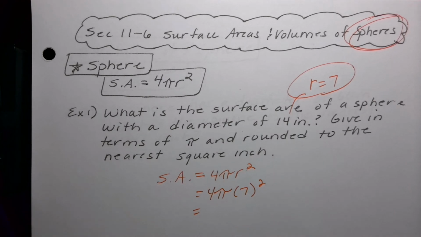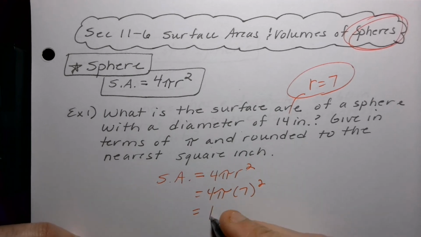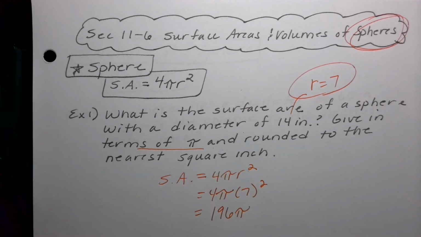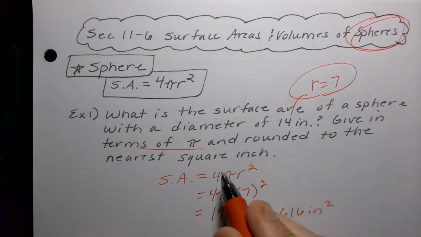And then when we get the 7 squared times the 4, we get 196 pi. So that's in terms of pi. We did that part. Now we grab the calculator and multiply it out, and we get 616 inches squared. That's nearest inch.